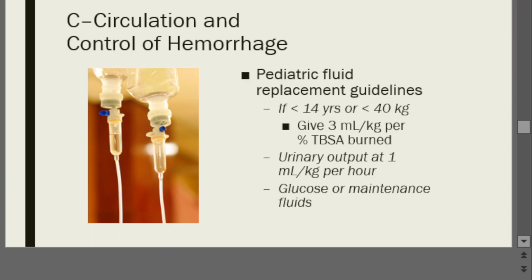Now the pediatric is a little bit different. If you're younger than 14 years or weigh less than 40 kilograms, then you're going to be giving 3 milliliters per kilogram per percentage of total body surface area burned. And we have a lower tolerance for urine output for these patients, our pediatric patients, that we are going to have an expectation of them having 1 milliliter per kg per hour of urine back.